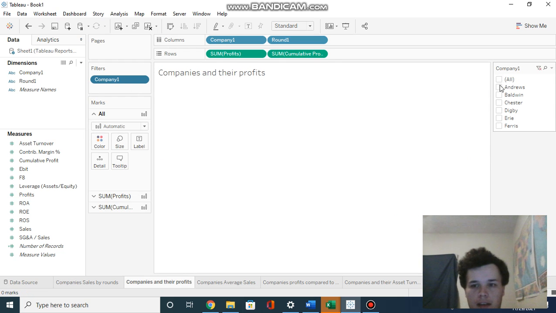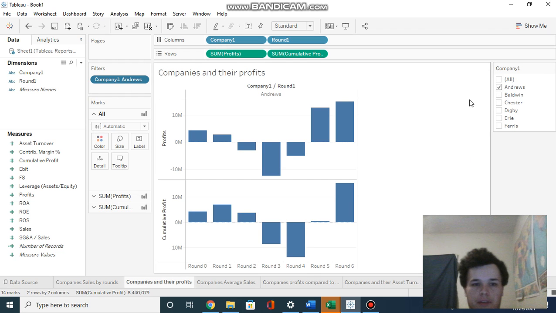The next sheet we will examine is companies and their profits. As you can see at the beginning of the simulation, our profits and our cumulative profits were positive, as at the beginning of the simulation, all products were so similar that there were not very many differentiating factors amongst the products, and sales were easier to come by.